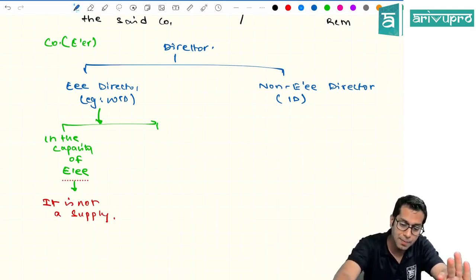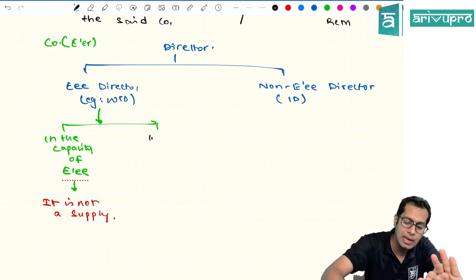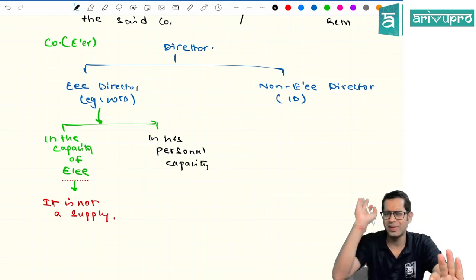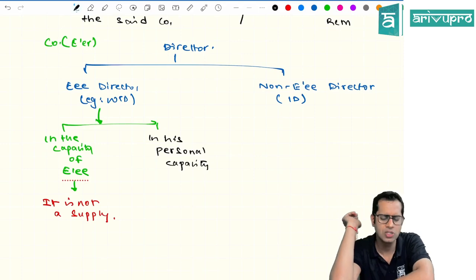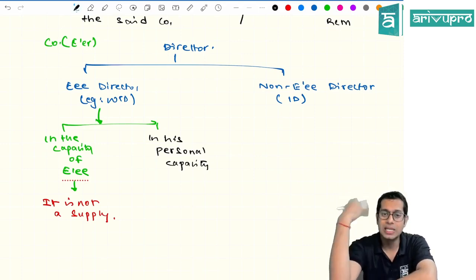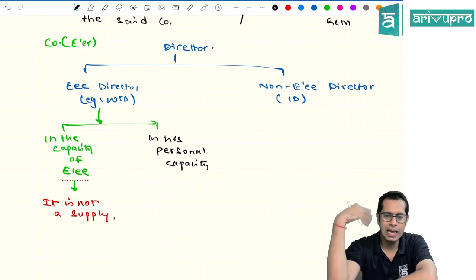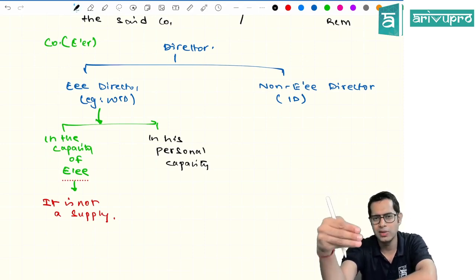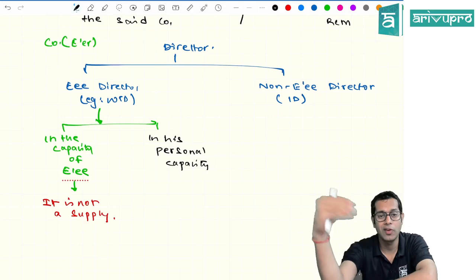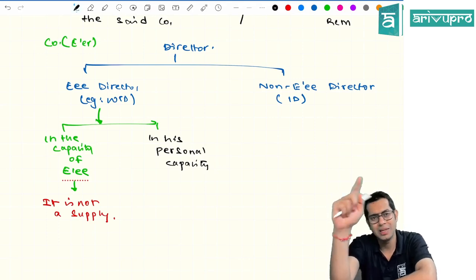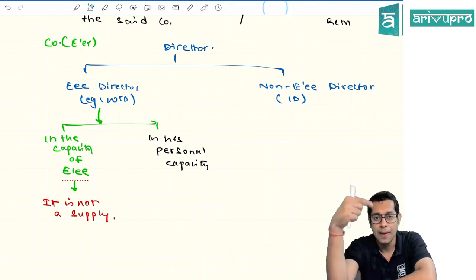However, if the same employee director is giving services to the company in his personal capacity, meaning what? If you remember, I have taken examples during the class time for all these points. I gave an example wherein one of the persons was my employee and he gave services to me as an employee. Second case, he is also a cost accountant. He is giving me services of filing my cost audit report. This second service which is given by him is not in the course of employment. It is in his personal capacity.